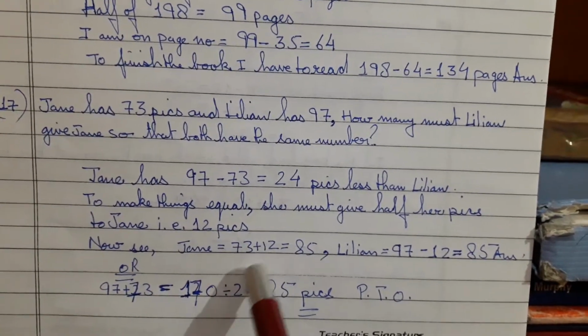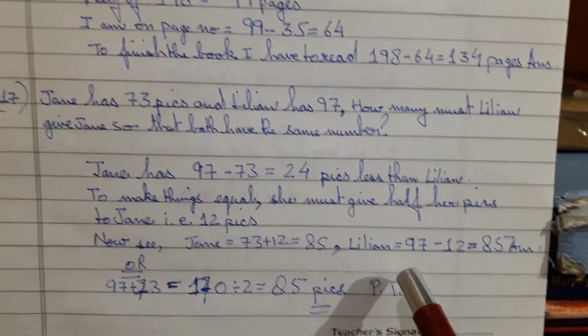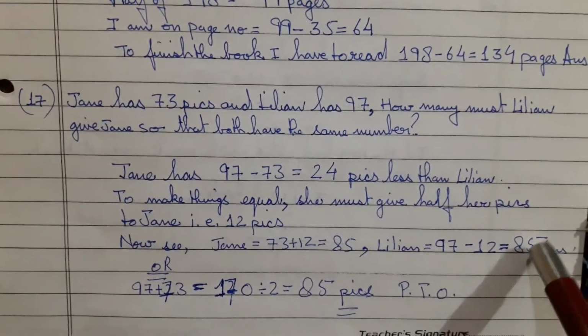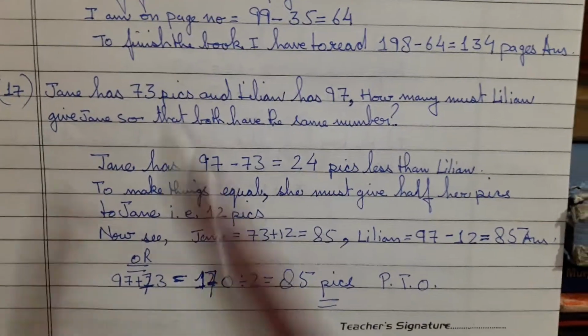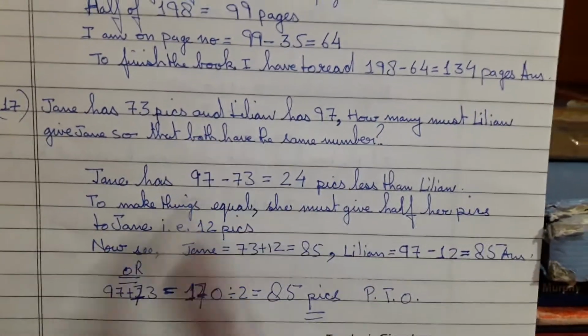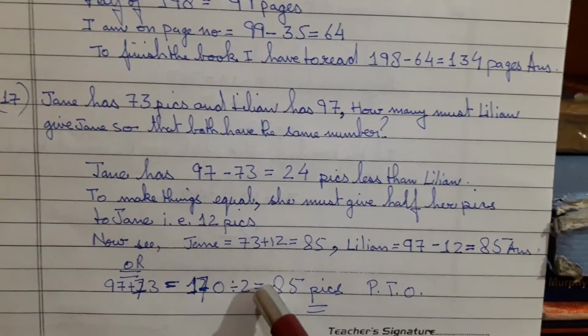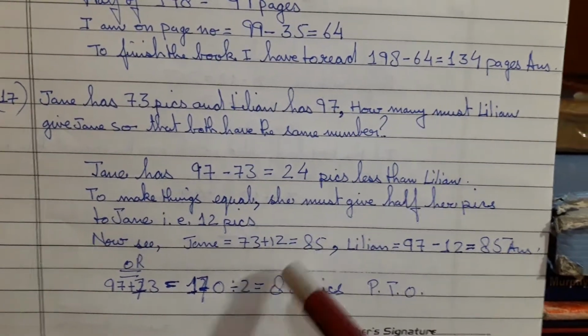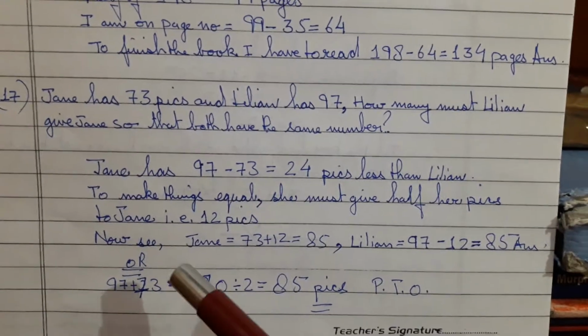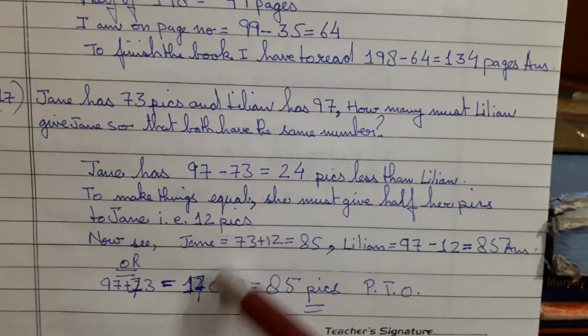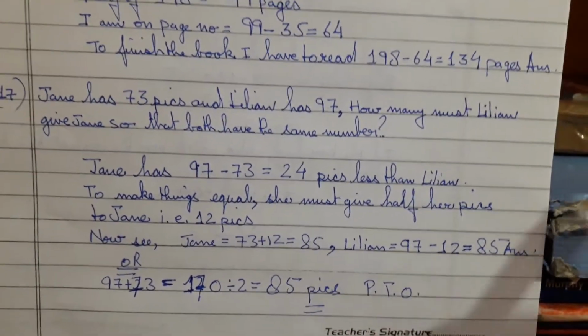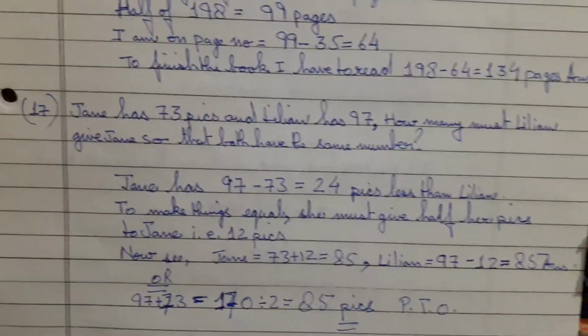Now see, Jane has 73 plus 12, 85 pictures. Lillian has 97 minus 12, 85. Or you can just add up both numbers, 97 plus 73, and divide them by 2. So each of them would have 85 pictures, right? The moment you add up and divide by 2, they will get an equal number of pictures. I hope you understood both the methods.